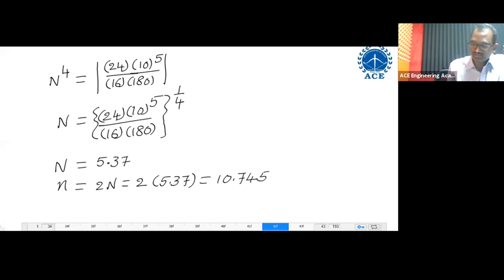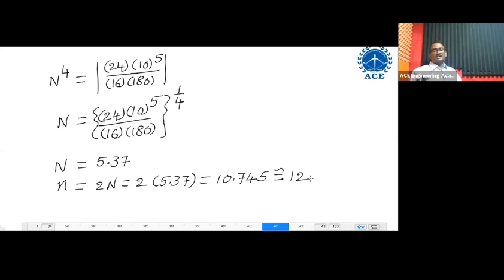Listen to me, everyone. 10.745 subintervals is not possible. Therefore, what is the nearest possible number of subintervals? Not 11, directly 12. We need more than 10 subintervals, and the nearest value is 11.